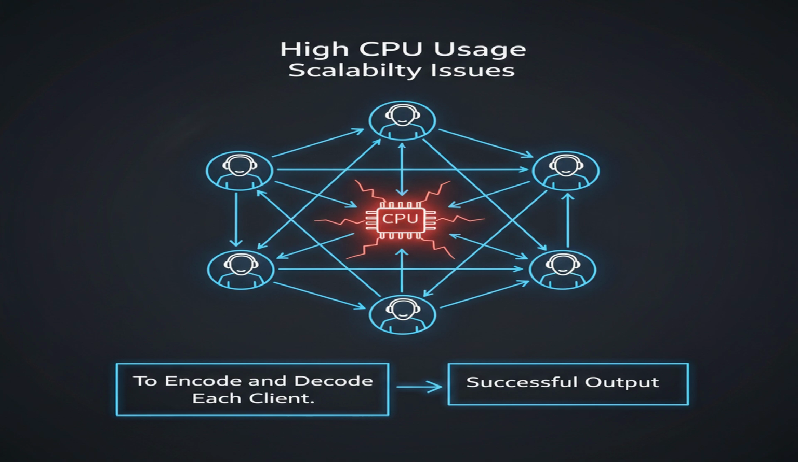A naive solution involves a mesh network, where each participant sends video directly to every other participant. This works well for 3 people, but melts your CPU for 100. Each client needs to encode and decode N-1 streams, quickly overwhelming resources and causing the dreaded video freeze.